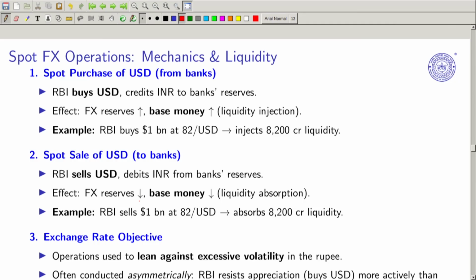Then here we have how the operations work, the mechanics and liquidity. A spot purchase of USD from banks: RBI will buy the USD from bank reserves, so forex reserves will go up and base money will also go up. This is like RBI injecting money when it is buying dollars. A spot sale of USD to banks means RBI sells USD, and this reduces liquidity, absorbing it.